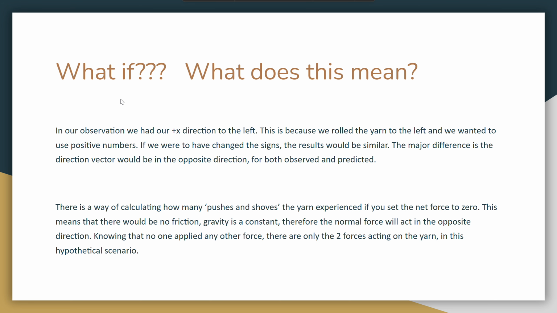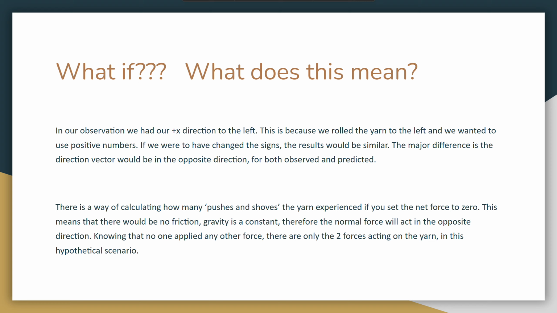What if? The what if here was if we swap the x plus direction. This wouldn't change too much. It would just change the direction vector to -1. All the slopes and whatnot would remain the same. The only difference being the direction of the velocity and acceleration and so forth.